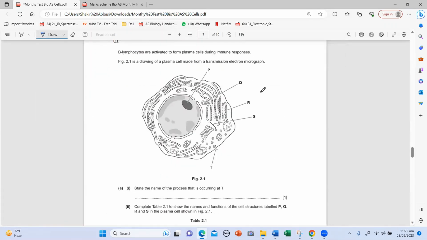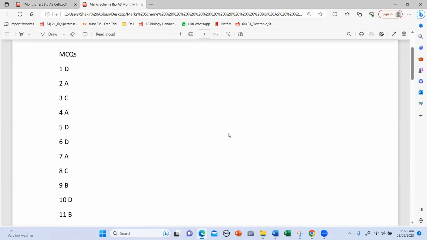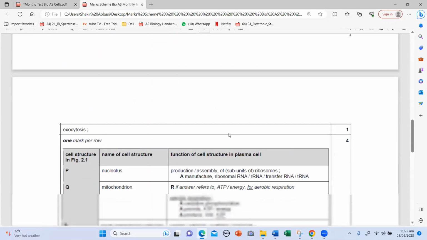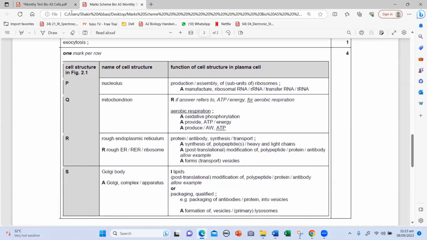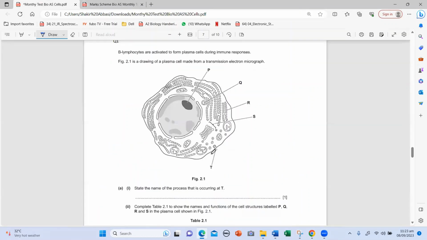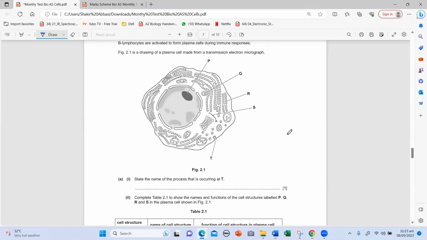Okay, dear students, we have to label P, Q, R, S, but the question is which process is occurring at T? The only answer for this will be exocytosis. This is the theory section mark scheme: exocytosis, because something is being released. Second one, PQRS, name of structure and function. P is nucleolus, Q is mitochondria, R is RER, and S is Golgi body.